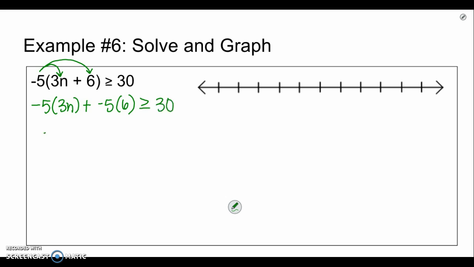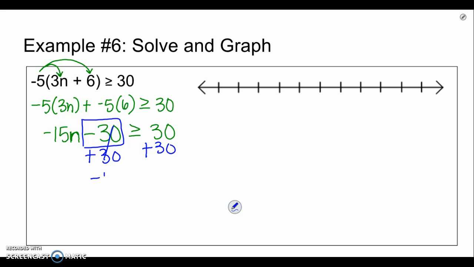Negative 5 times 3n is negative 15n. Then we have negative 5 times 6, which is negative 30. So that's going to be negative 30 is greater than or equal to 30. Now we're going to begin by undoing addition and subtraction. The opposite of subtracting 30 would be to add 30 to both sides of our inequality. Negative 15n is greater than or equal to 60.